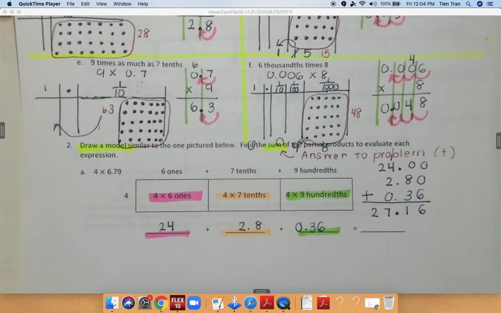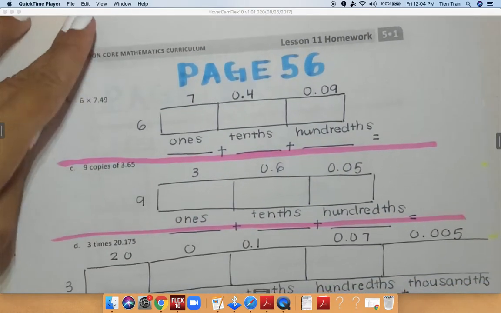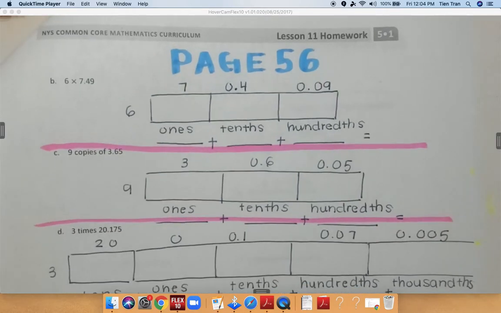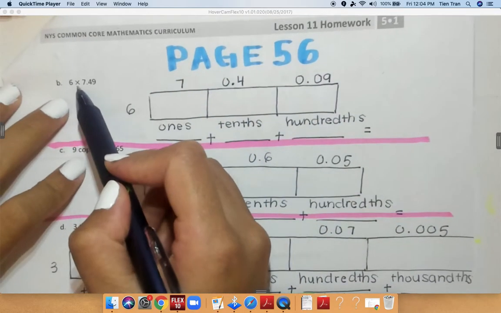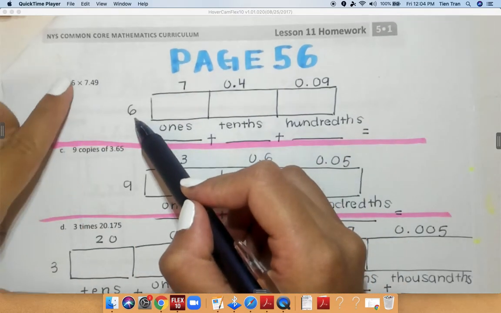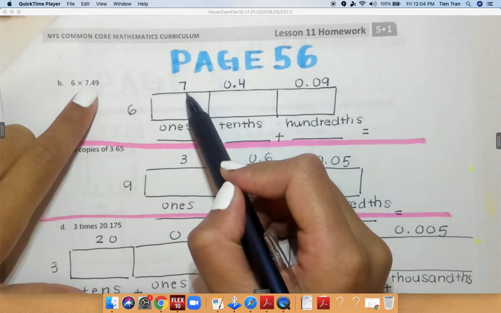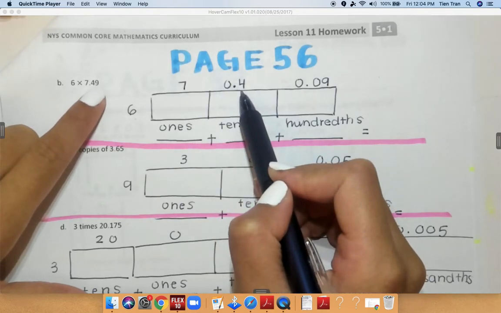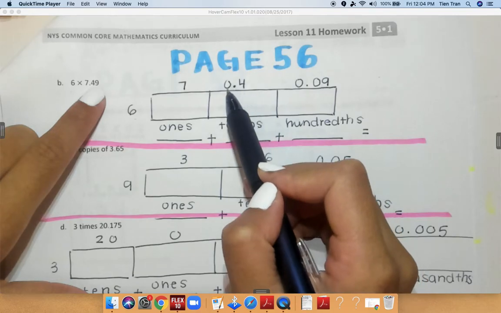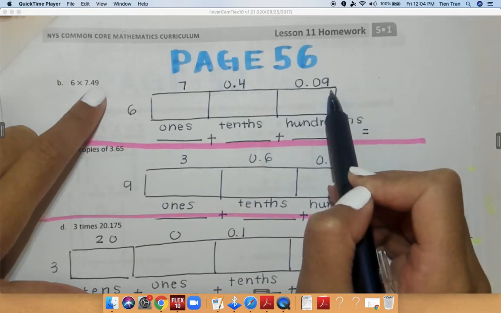Okay, now I'm going to move on to the next problem. For the next few problems, you are going to do the same thing, okay? So for problem B, they asked you to multiply 6 times 7 and 49 hundredths. So right here, I put my 6, and then I'm putting my 7, which is in the ones place. And I noticed that my 4 is in the tenths place, so I put 4 tenths. And my 9 is in the hundredths place, so I made sure to put 9 hundredths.